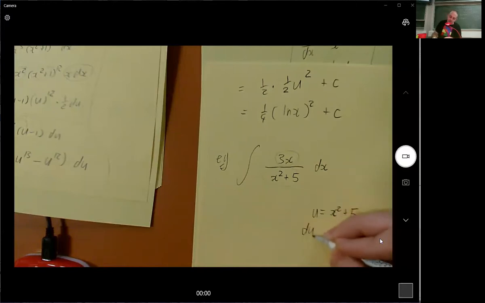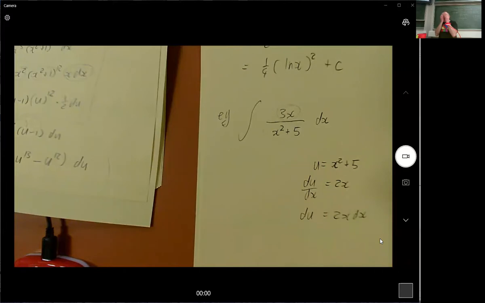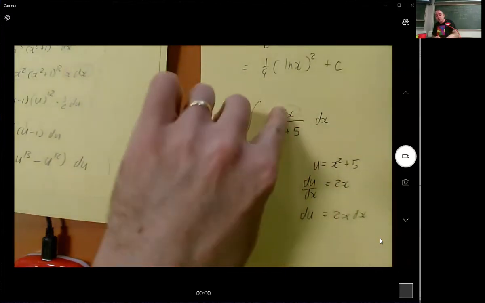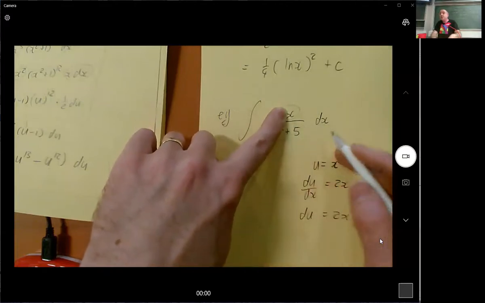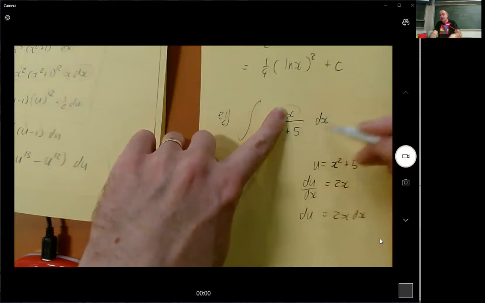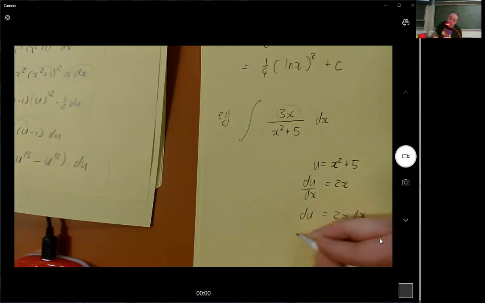So my du on dx is 2x. And so my du is 2x dx. I can see in my formula, if I split it up, I do have an x dx. Because this is this times dx, and when you times by just a thing that's not a fraction, it ends up on the top. So I do actually have an x dx. What I don't have is a 2x dx, but that's okay. I can remove that.